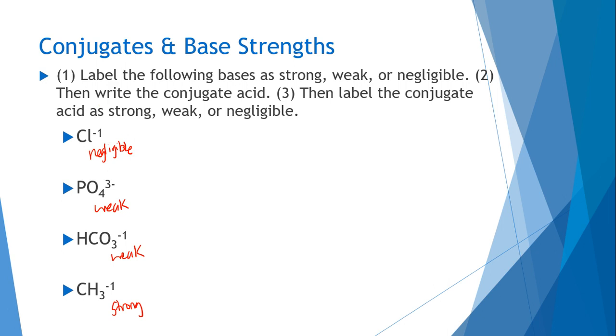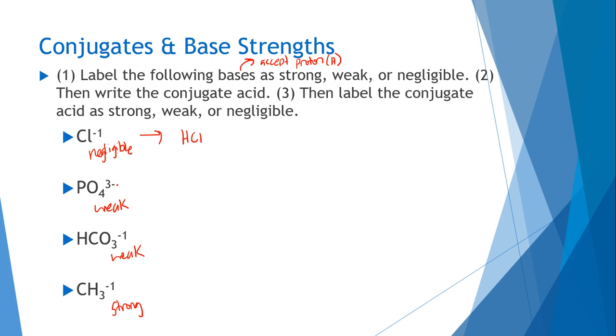From there, we're going to write our conjugate acid. Now, since these were all bases, we have to remember, based on our last lesson, that bases accept a proton or accept a hydrogen. So the chlorine here would get a hydrogen and get HCl. It's gaining a positive charge, so negative 1 plus 1 gives me a 0 balanced.